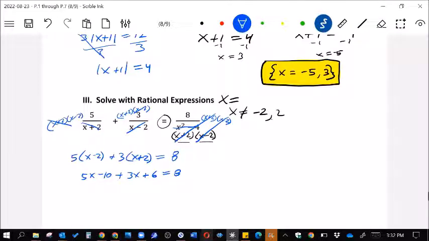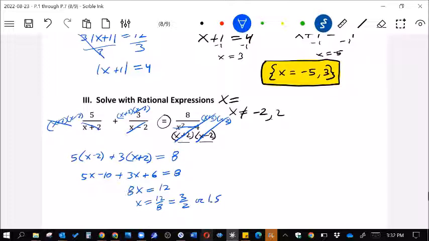So negative 10 plus 6 is a negative 4. And add that to the 8 and we get a 12. And we get 8x equals 12. And I divide by the 8, and x is equal to 12 over 8. But of course, we can't leave it that way. It's 3 over 2. So we have as our answer 3 over 2 or 1.5.